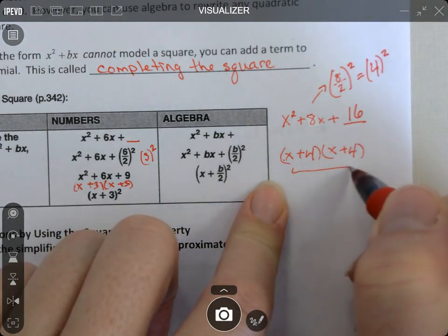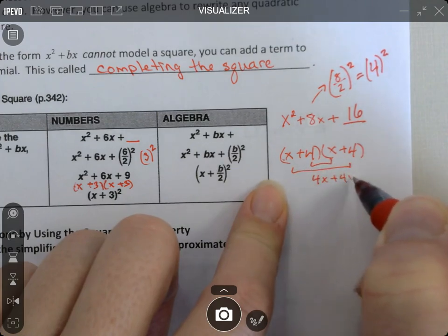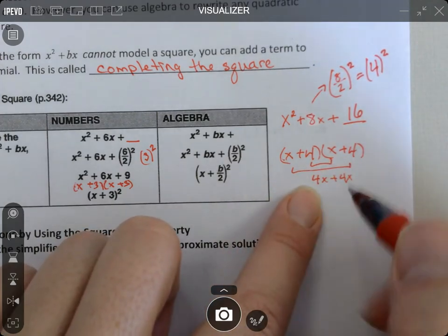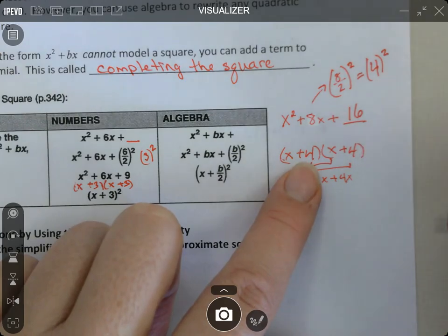But what about the outside? That's 4x. And what about the inside? That's 4x, which adds up to what? 8. So that's why we took the 8 and divided it by 2. I need to know what the factor was that's going to multiply to get there.